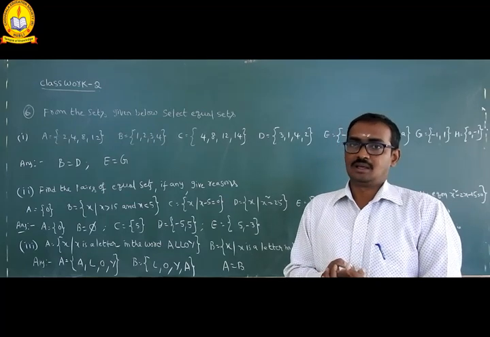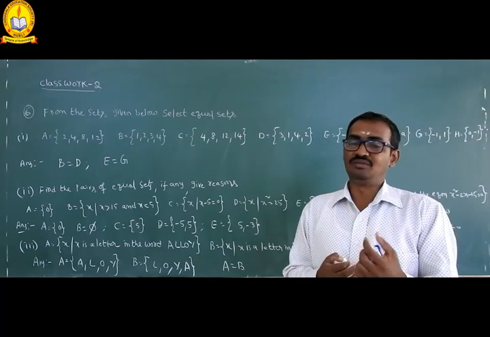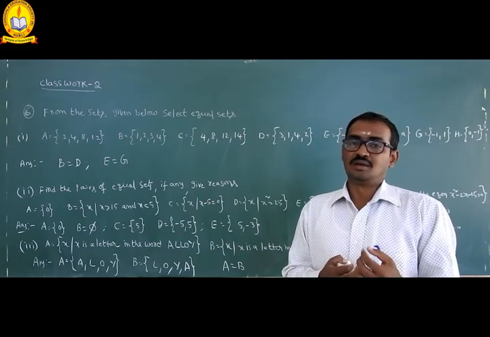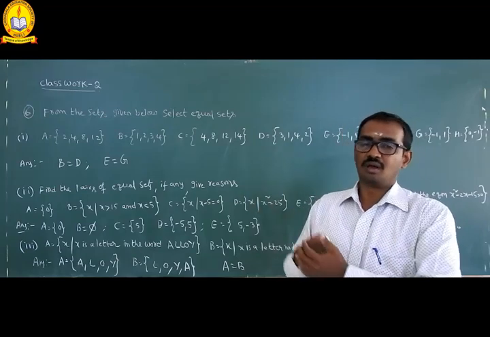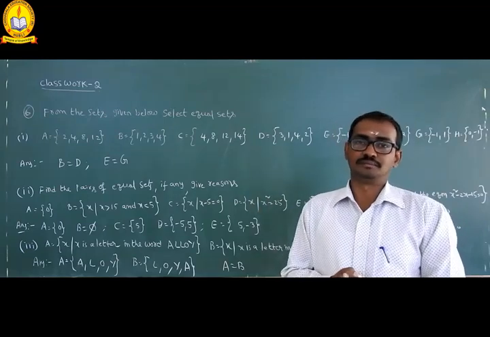x belongs to capital N. Between 1 and 3, there is one natural number, that is the singleton {2}. These are the examples for set builder form.